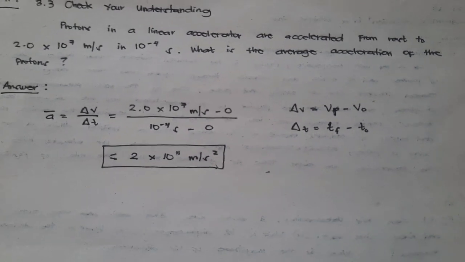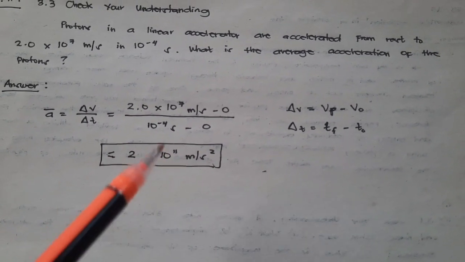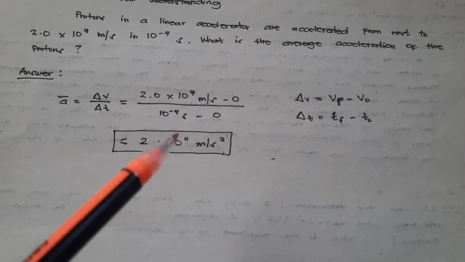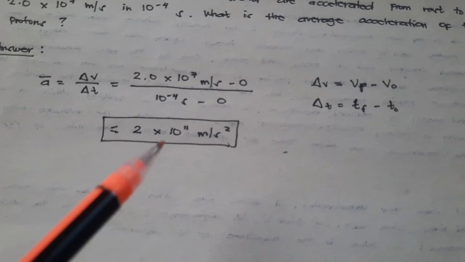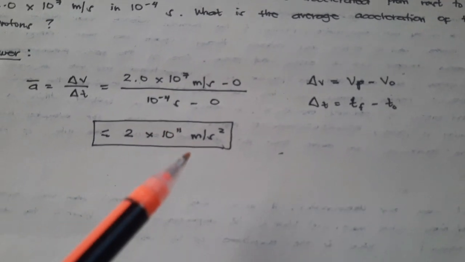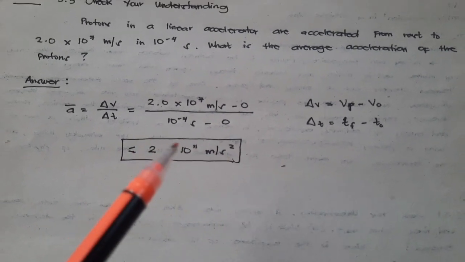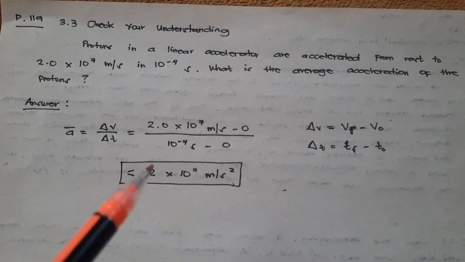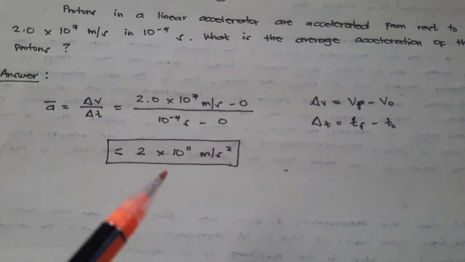So after calculation, we can derive this final answer. The average acceleration of the protons is 2 times 10 to the 11th power meters per second squared. That is the final answer for the final problem set, 3.3, Check Your Understanding.